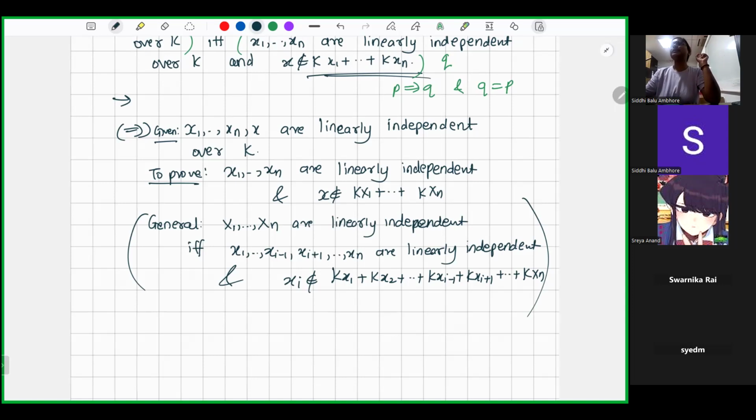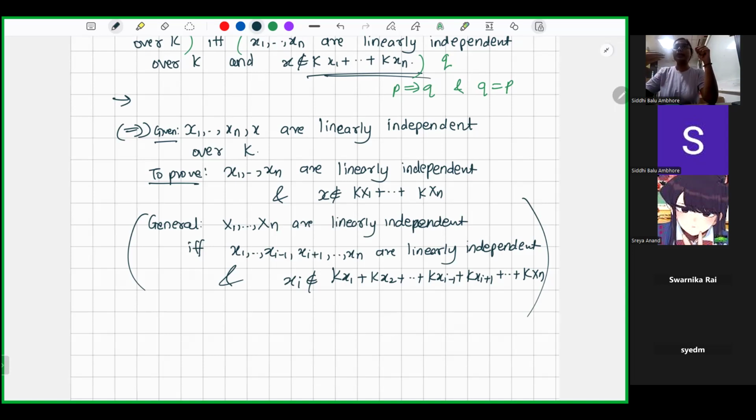So the first statement said that if I have a bigger set, and it is linearly dependent, its subset could be linearly independent. It could be. The n plus one elements were linearly dependent, but its subset having n elements was linearly independent. So a subset of a linearly dependent set could be linearly independent.